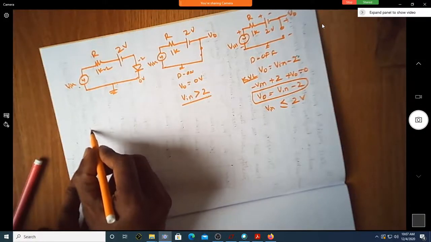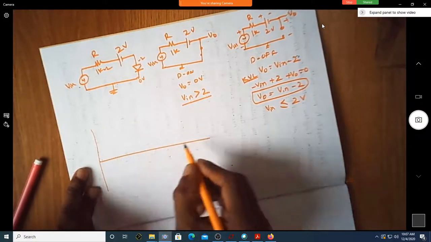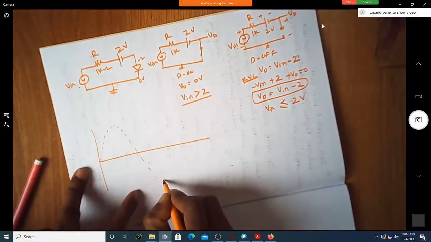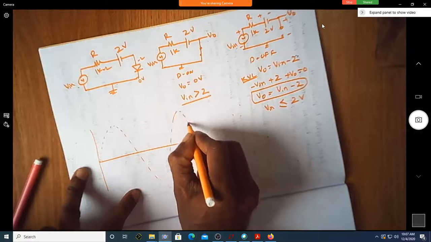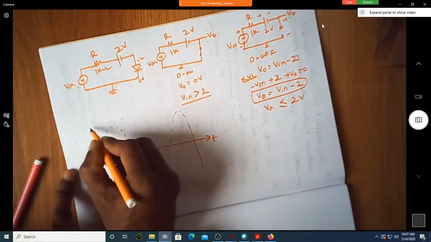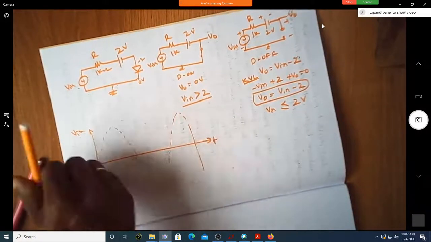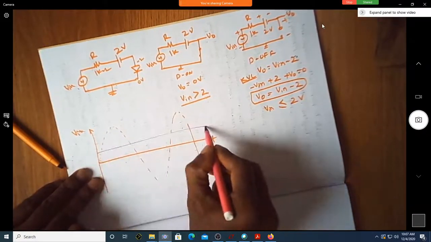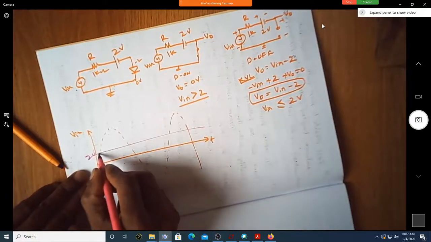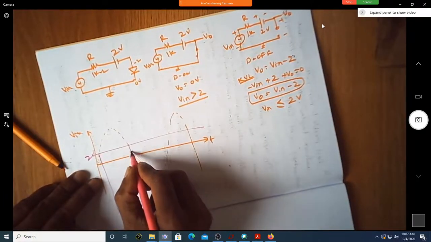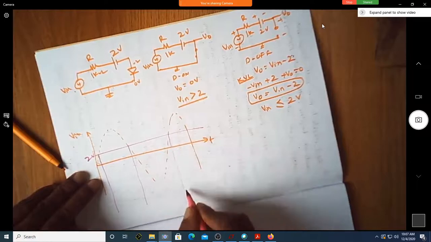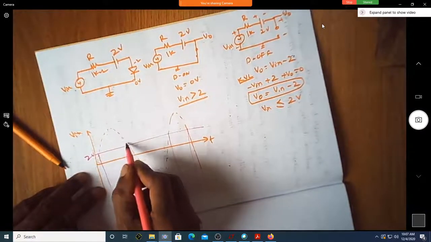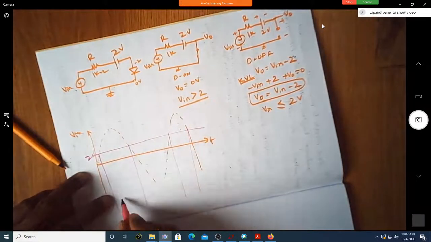Suppose I write the time response of it. This is my input voltage. I'll write the rotated one. This is T. This is now V in. Let me write a reference voltage of 2 volts here. So this is my 2 volt reference. Let me just drop lines wherever it is crossing the 2 volt line. Correct? Yes, sir. So is this region above 2? Yes, sir. So what is the output then?